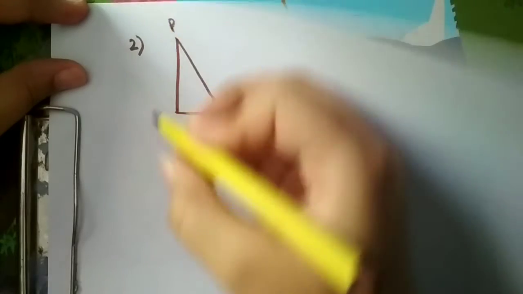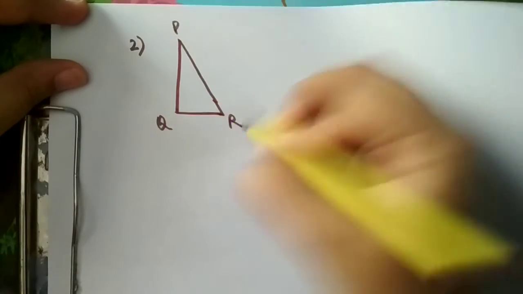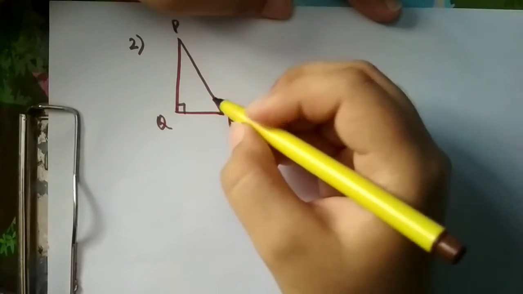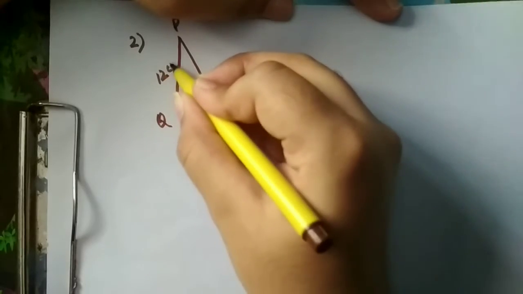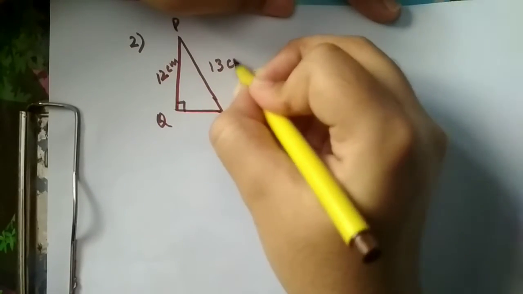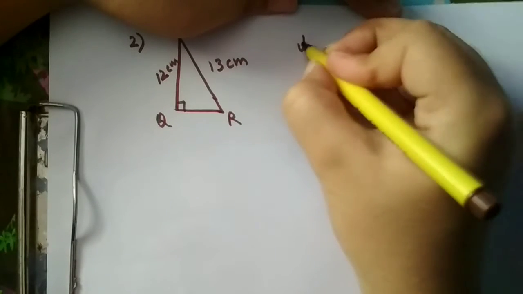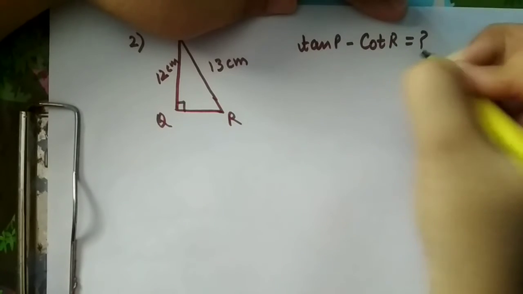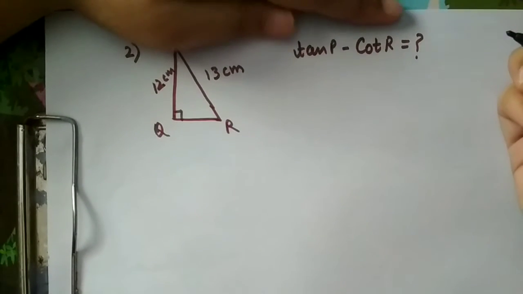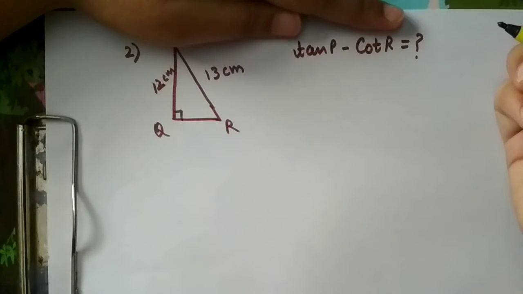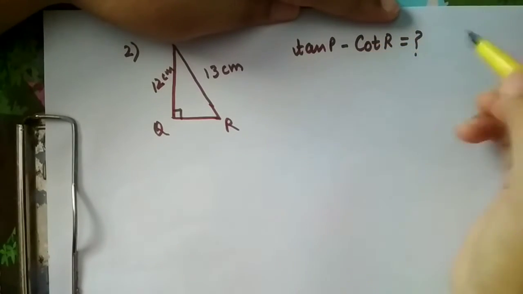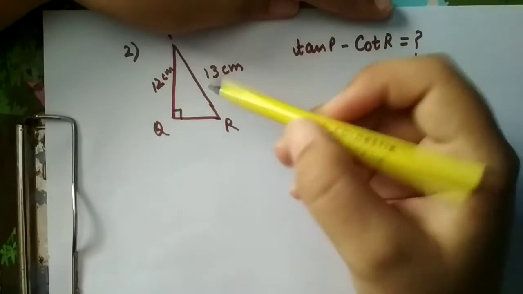It is triangle PQR, and here Q is a right angle, this side is given to be 12 centimeter and this side is given to be 13 centimeter. We need to find tan P minus cot R. So first of all we need to find the value of tan P and then the value of cot R. For that we need perpendicular, base and hypotenuse.